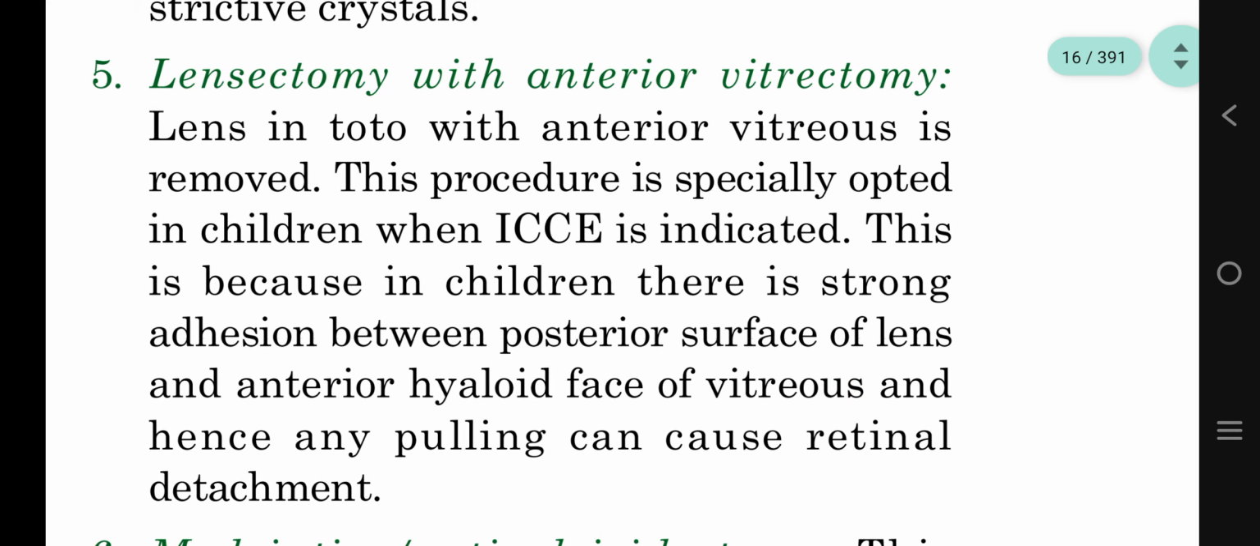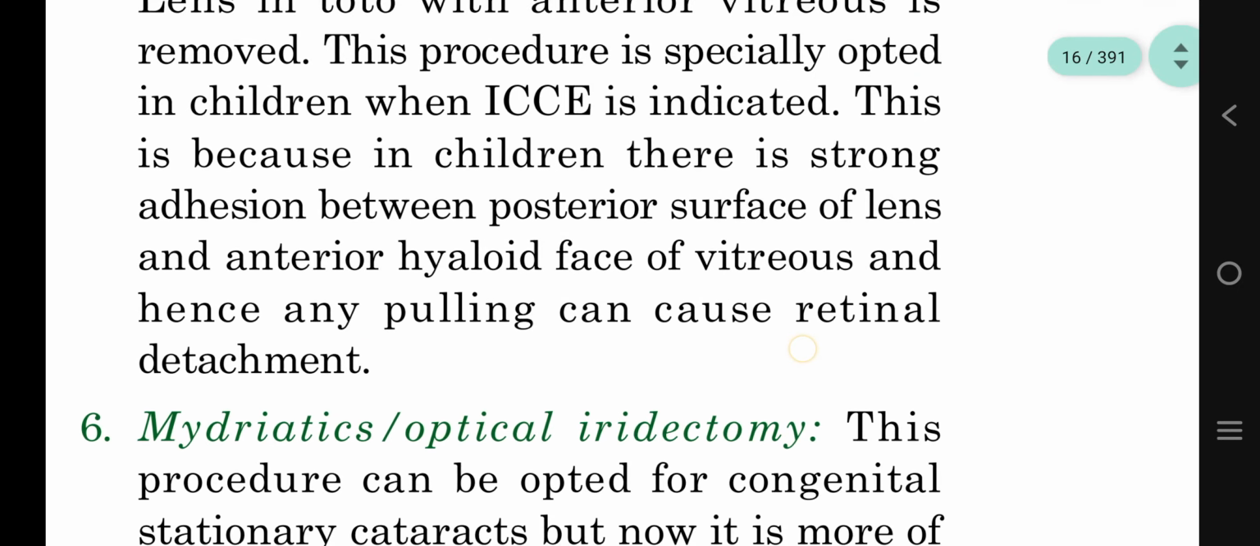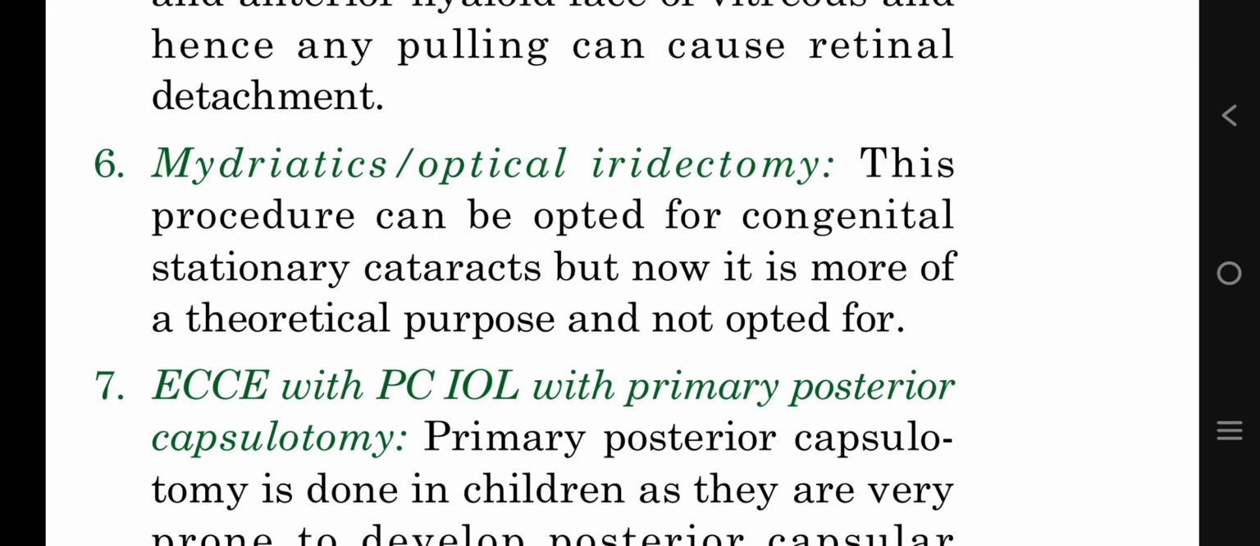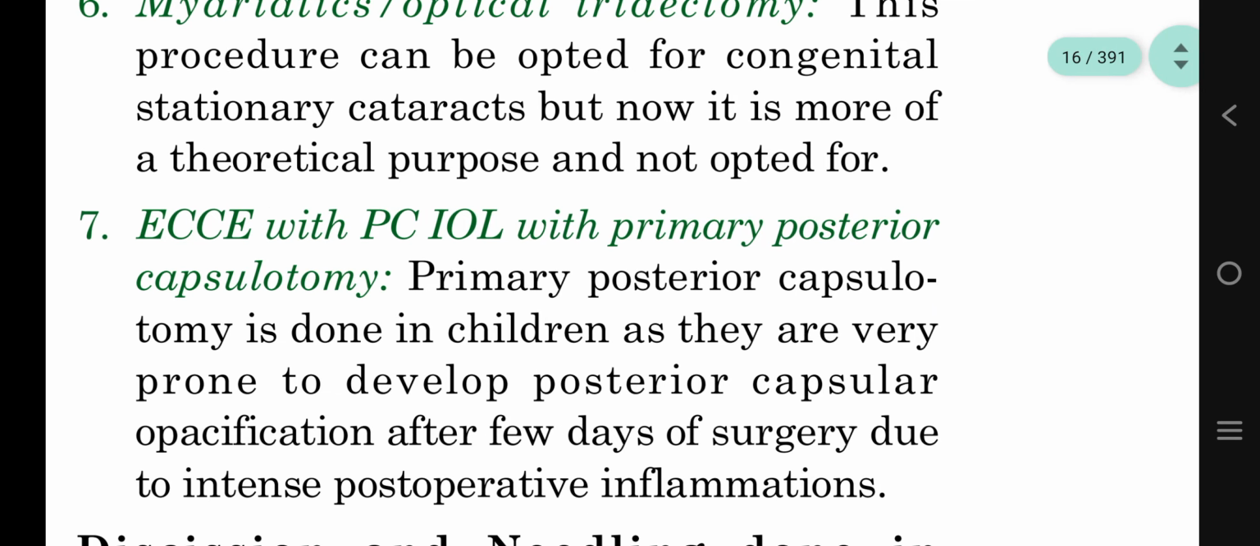Next is lensectomy with anterior vitrectomy. The lens in toto with the anterior vitreous is removed, and the procedure is specially opted for in children. When ICCE is indicated, this lensectomy is performed, because there is a strong adhesion between the posterior surface of the lens and the anterior hyaloid face of the vitreous, and hence any pulling can cause retinal detachment. Next, we will look at mydriatic or optical iridectomy. As is clear from its name, it is for congenital stationary cataract, but now it is of more theoretical interest and not opted for.